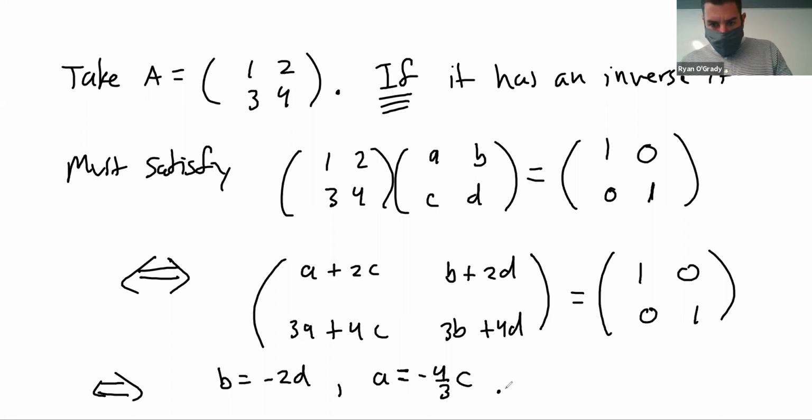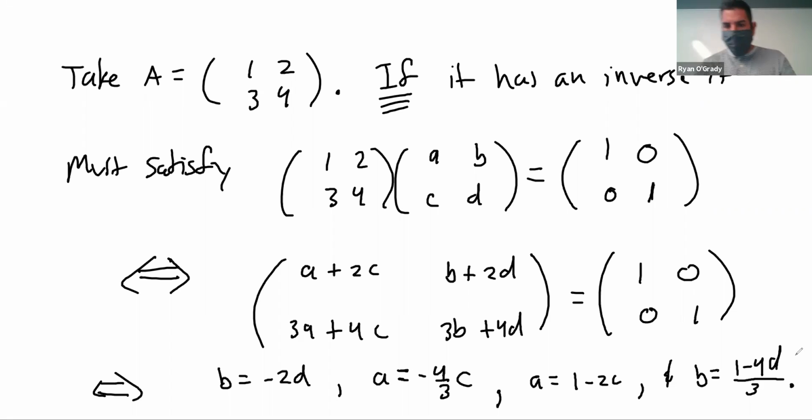So we can keep going. We also need A to be equal to, what does A also have to equal? It has to equal 1 minus 2C. And then last but not least, B has to equal 1 minus 4D over 3. So I have these four things that must be true.